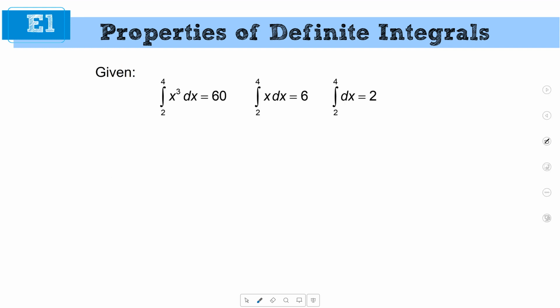Okay, so we're going to skip doing the math, and I'm just going to tell you a bunch of information. If I take the cubic function x cubed from 2 to 4, the area under that curve is 60. If I take the line y equals x and calculate the area under the curve, I'm going to get 6. And if I calculate the area under the curve of the function 1, I'll get an answer of 2. Again, where those come from is not important.